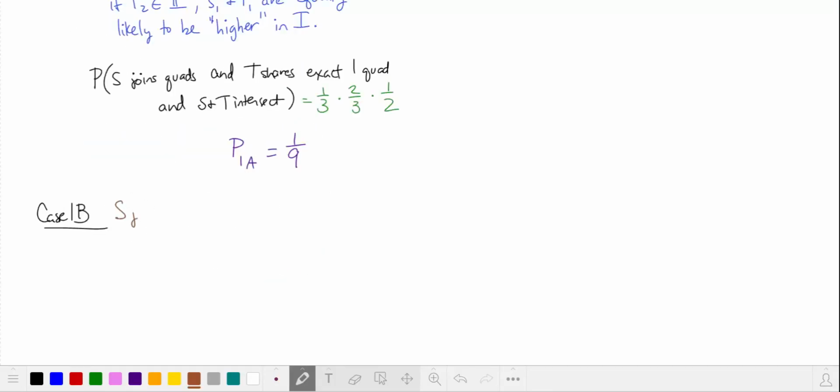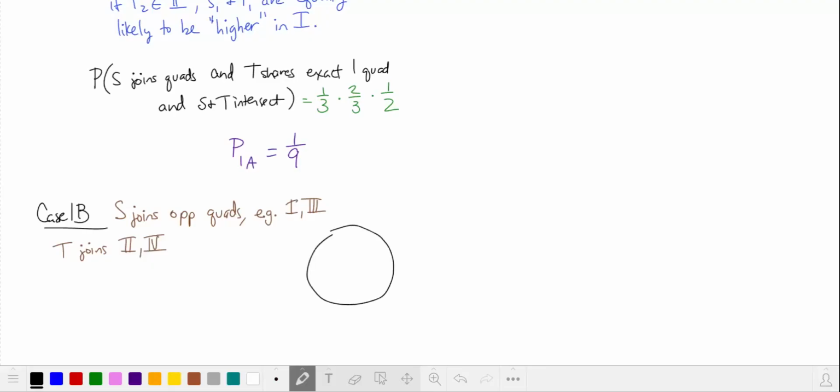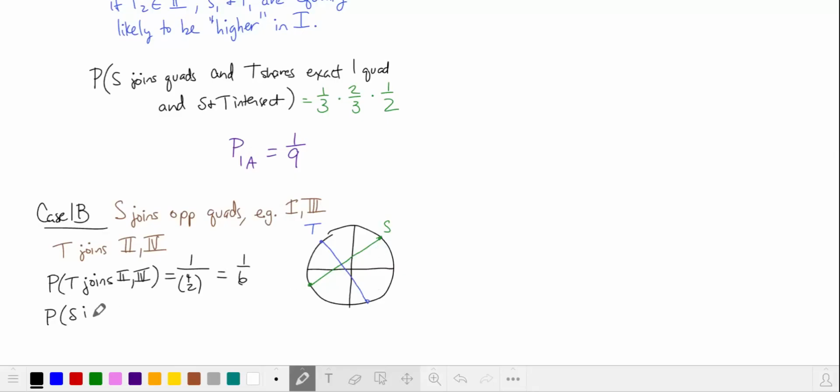Again, we have S joining opposite quadrants. This time, T joins the other two quadrants. We can draw that here. Here is segment S, and this is T. The probability that T joins the two quadrants that do not contain the two endpoints of S, in this example 2 and 4, is 1 out of 4 choose 2. And in this case, the probability that S and T intersect is 1.